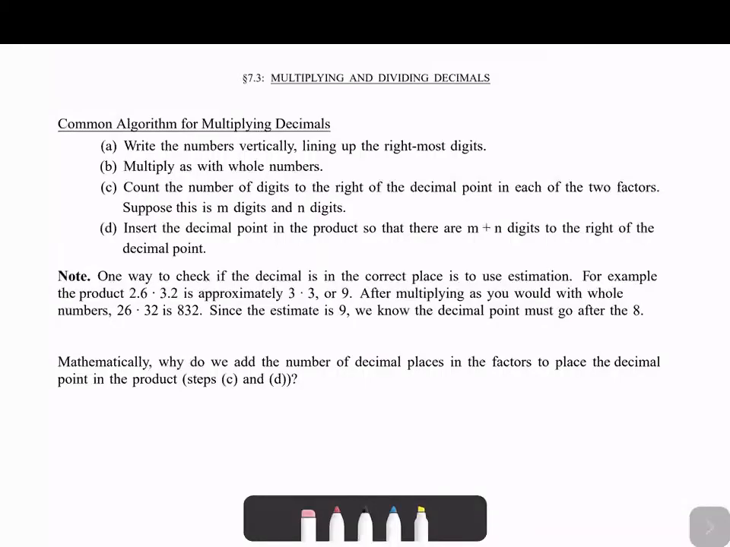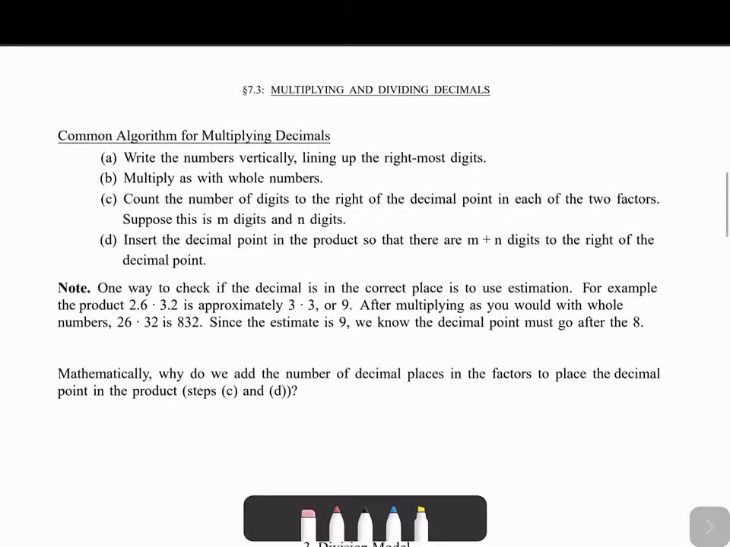Hi everyone, this is the second video for section 7.3 on multiplying and dividing decimals. So we're going to talk about the common algorithm for multiplying decimals really quick. Again, this is something that you all know how to do, so we're not going to spend too much time on it. I'm going to do a motivating example while we go through this.